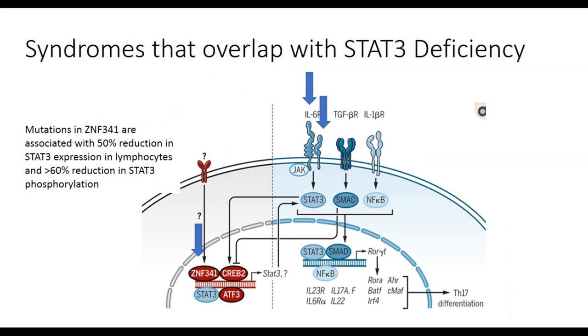Recently, there is a molecule down here called ZNF341, which is necessary for STAT3 to turn itself on, okay? So the people who are missing it, autosomal recessive, okay? But yet they have something that looks a whole lot like STAT3 loss of function, okay? They still don't have the viral problems. Looks a whole lot like STAT3 loss of function.